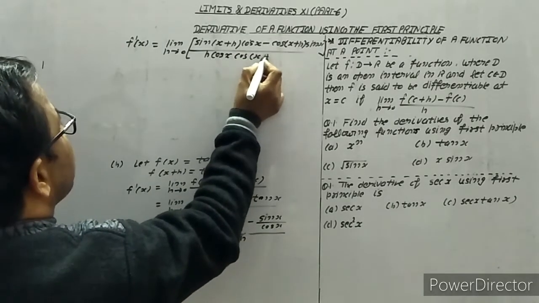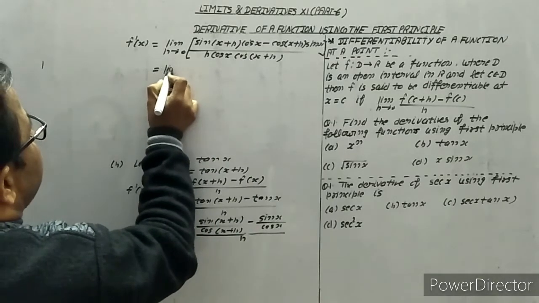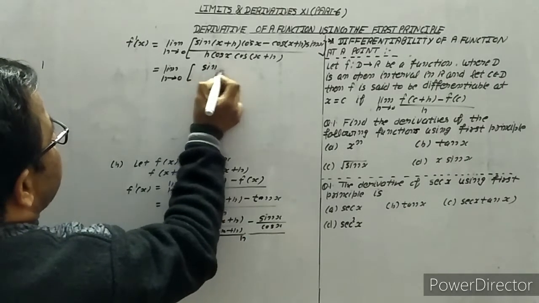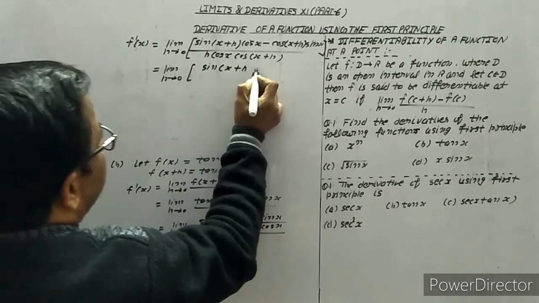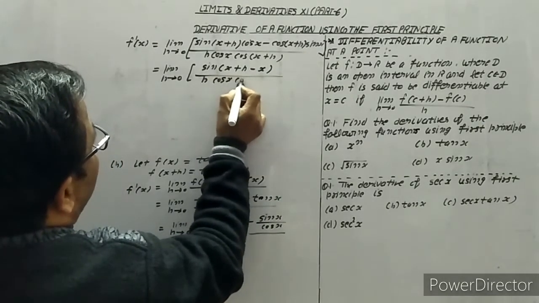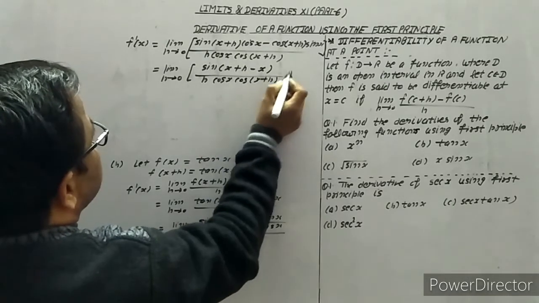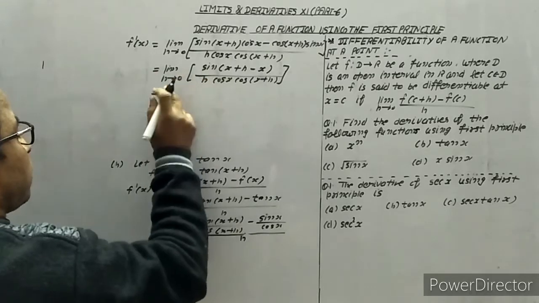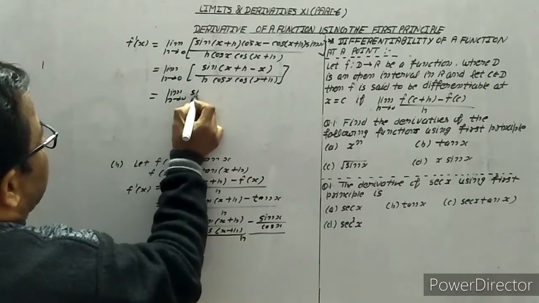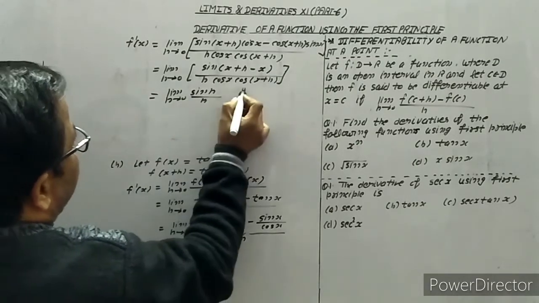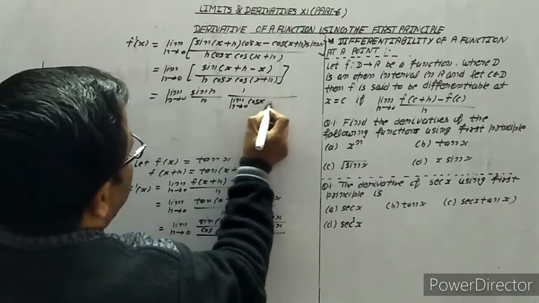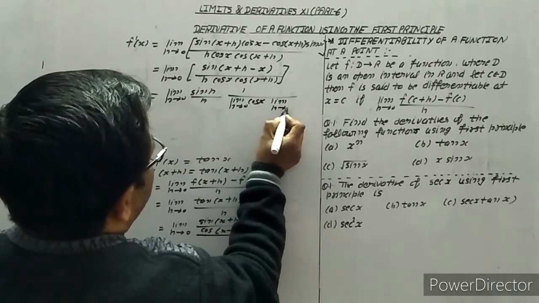We know very well in the numerator we are going to get the identity sin a cos b minus cos a sin b. It means this is sin(a minus b). It means this is sin h, and this is cos(x plus h). Now split this, transfer this limit separately. It means this becomes limit h tends to 0 of sin h upon h, and 1 upon limit h tends to 0 of cos x into limit h tends to 0 of cos(x plus h).